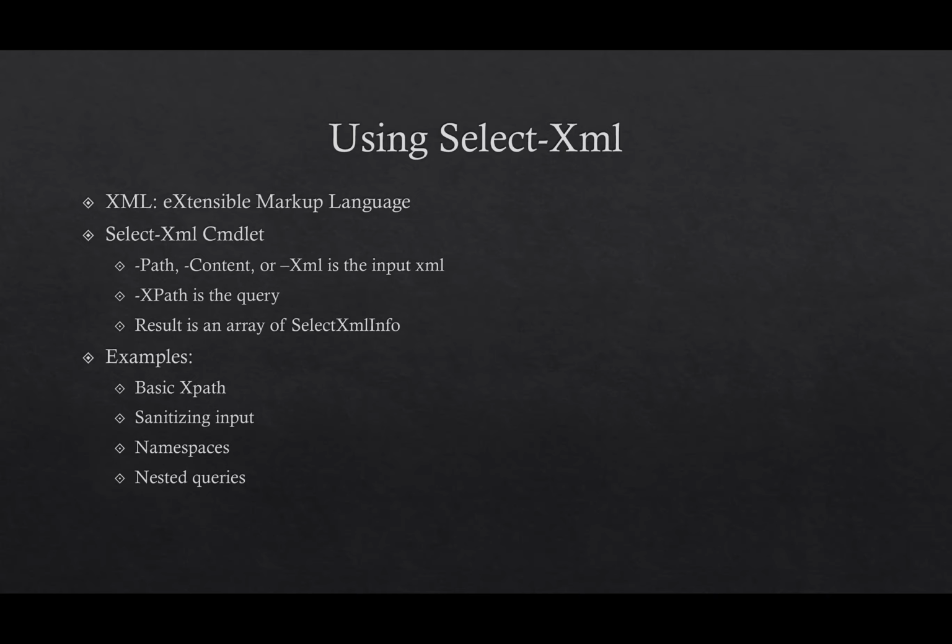So in the examples, after showing you an example XML file, I'll show you some basic XPath expressions, then talk about sanitizing input. So if you have input that you want to incorporate into your XPath query, making sure that doesn't blow up on you. Then we'll talk about XML namespaces, and finally show a little bit more complicated example with a nested query. So we take the result of an XPath query and use that as input to another XPath query.